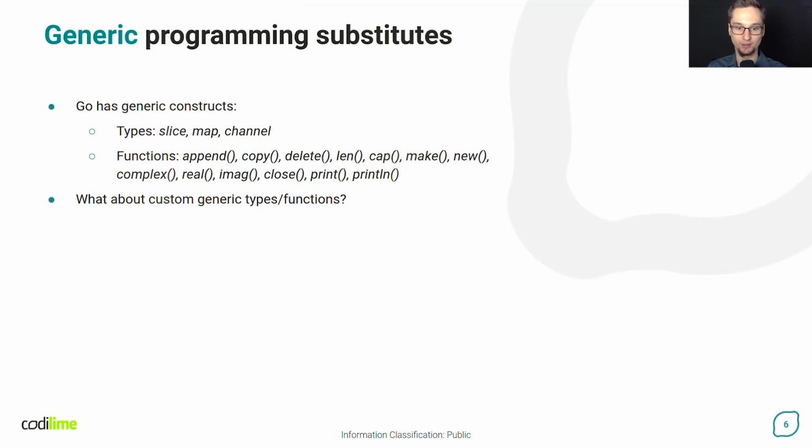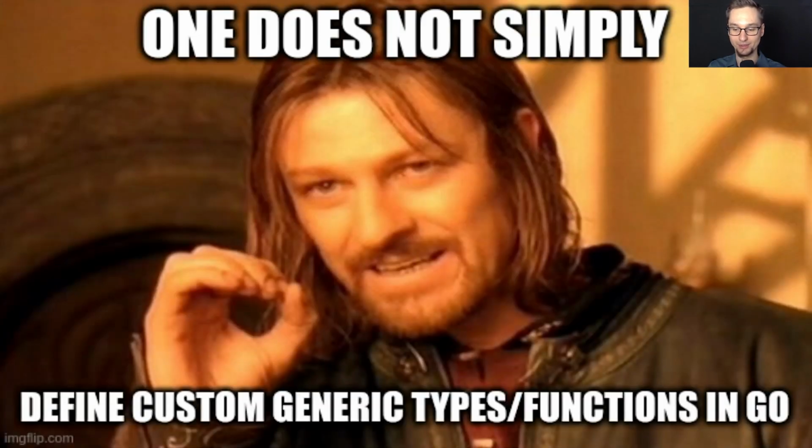First of all, let's have a quick recap. So Go already has generic constructs. Go has generic types such as slice, map, channel, and generic functions such as append, copy, and for example print. Those types and functions basically allow operating on multiple types. What about specifying custom generic types and functions? Well, so far Go programmers didn't have such an option.